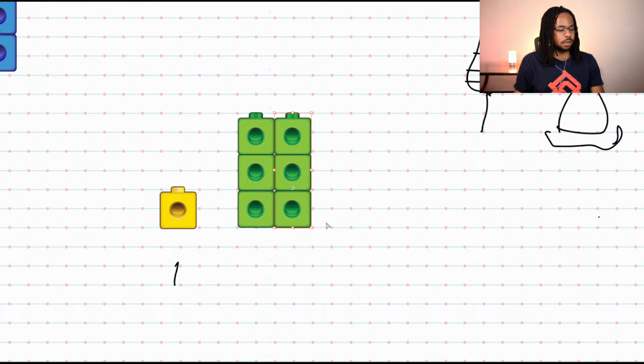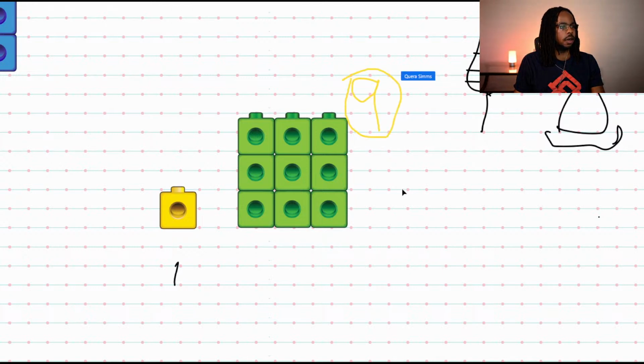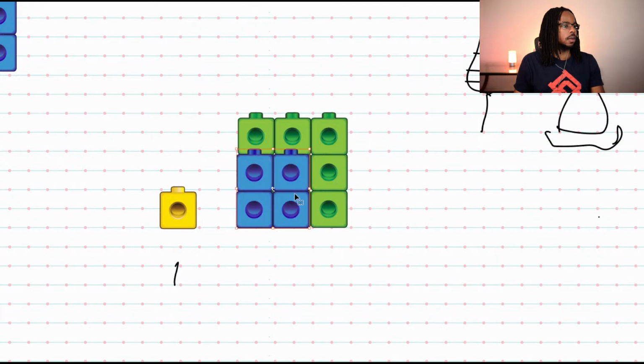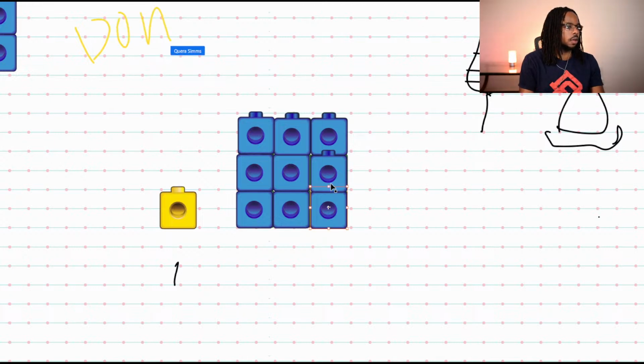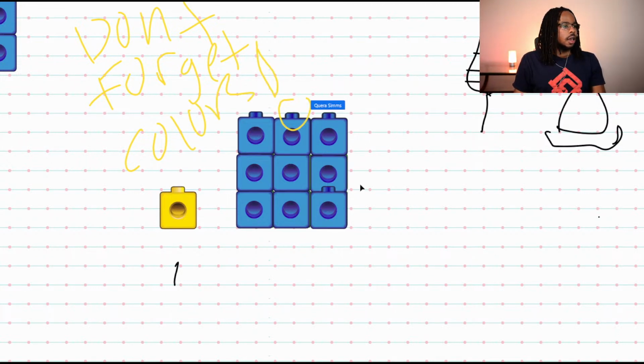Oh, computer tweaking. We're good. Now this would be the total of 9 units. Very good. And that would be our square. All right. Again, we would need to make sure that we make it blue as well. That is a very important rule, especially for this level that we're at. Get color code.